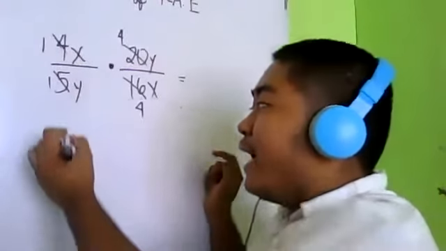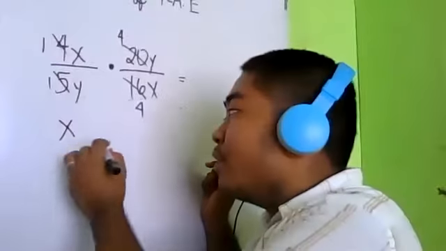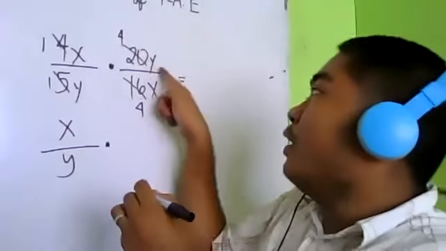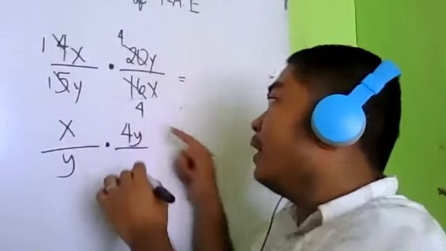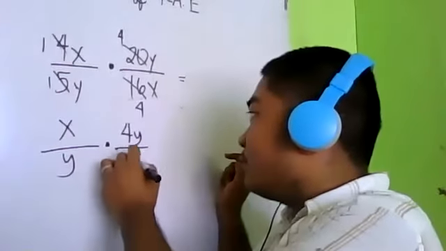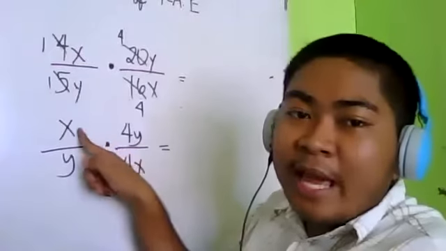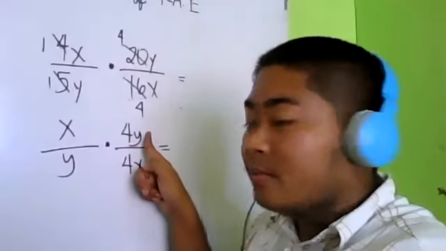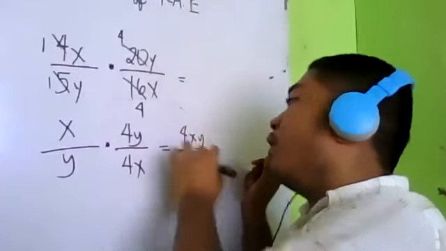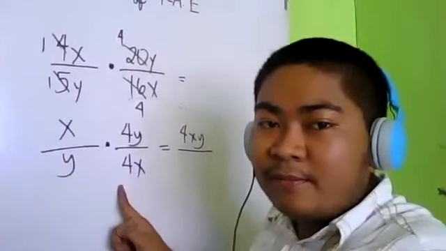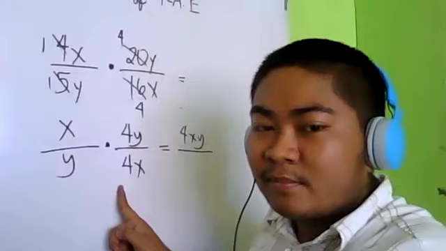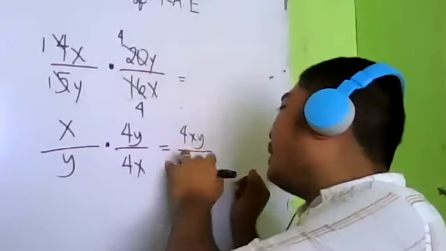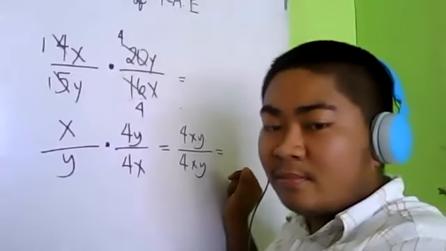So, 1x or x, sulat lang natin para makita nyo, all over 1y, which is y, times 4y all over 4x. So, x times 4y. That would be 4xy po. 4xy, tama, all over y times 4x. 4xy din lang.